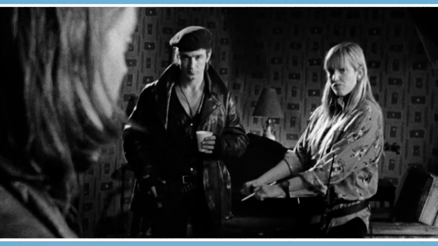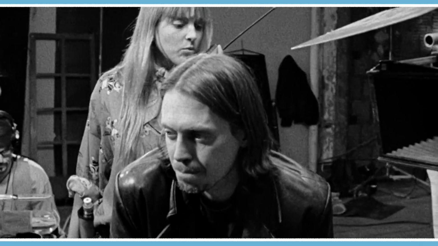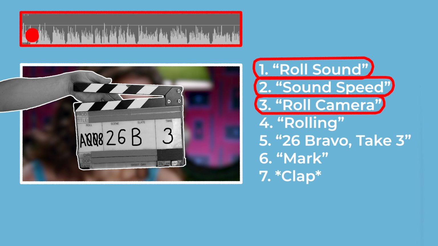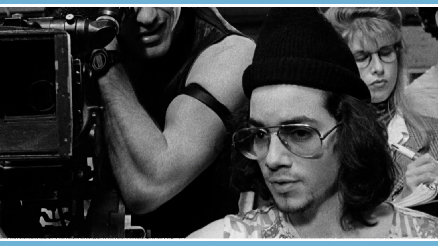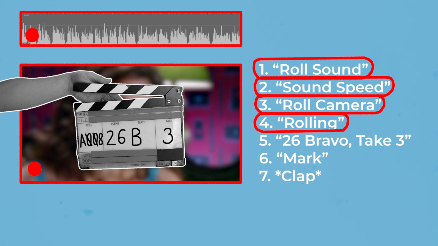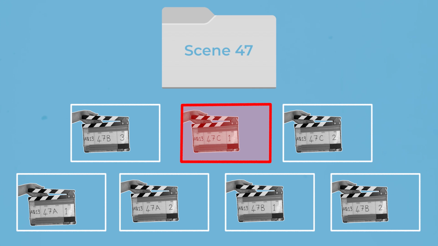Next, the AD will say roll camera. Once the first AC is ready, they will press record on the camera and say speed, or rolling. Because the board is already in frame and sharply in focus when the camera rolls, it means that the first frame that the editor will see for each take will be the slate. This helps the editor immediately identify the shot number without needing to search through the takes for it.